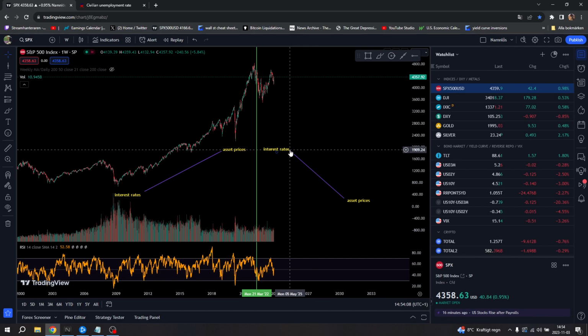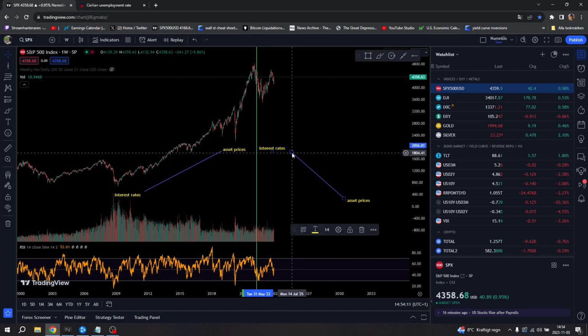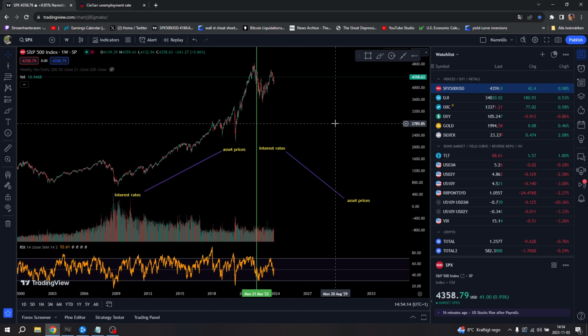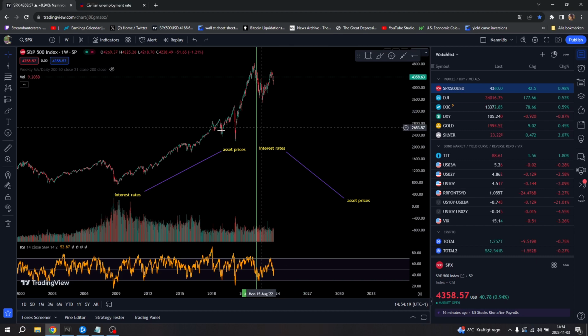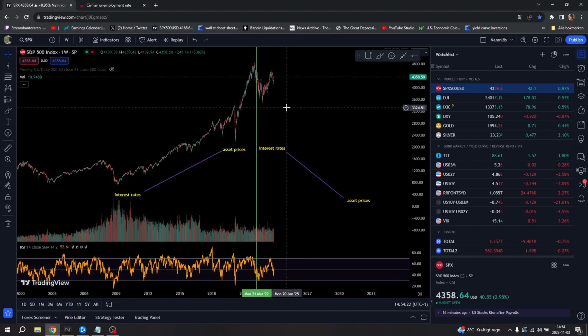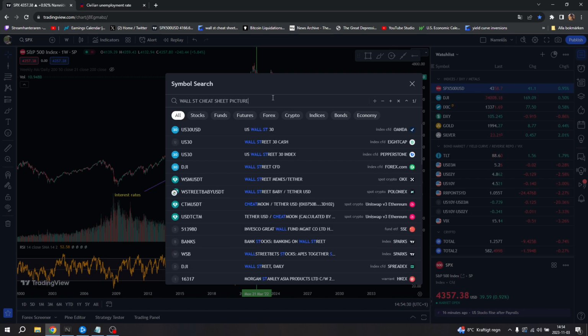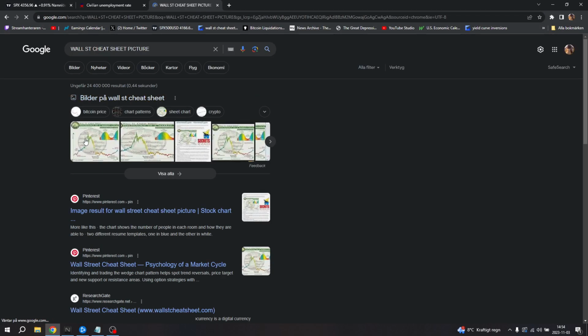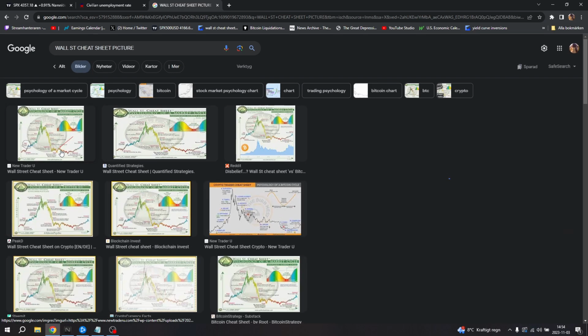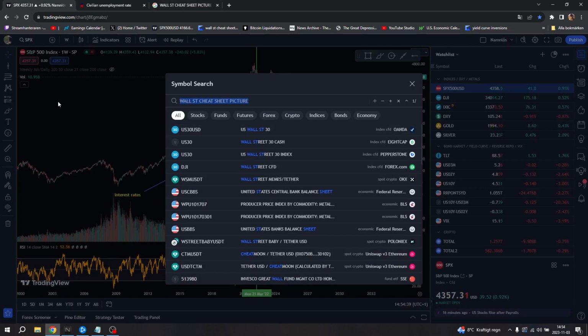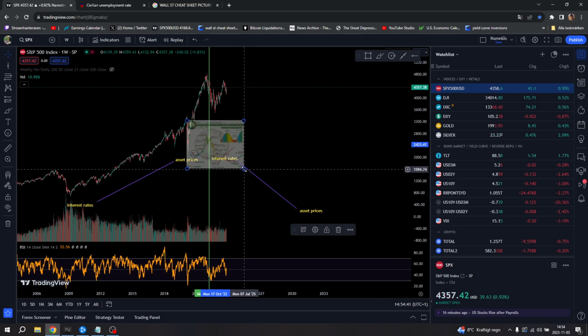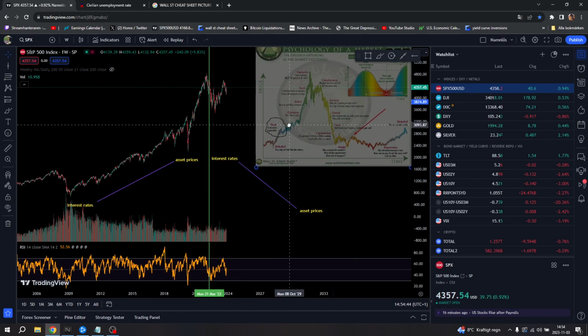So it's up to you. Do you want to live in denial about it, or are you seeing the cracks? Because it's not looking good. Okay. On top of that, this looks like the Wall Street cheat sheet, right? Do you think this is coming as a surprise? Wall Street cheat sheet picture. Right here. Not any similarity between the two? Huh.